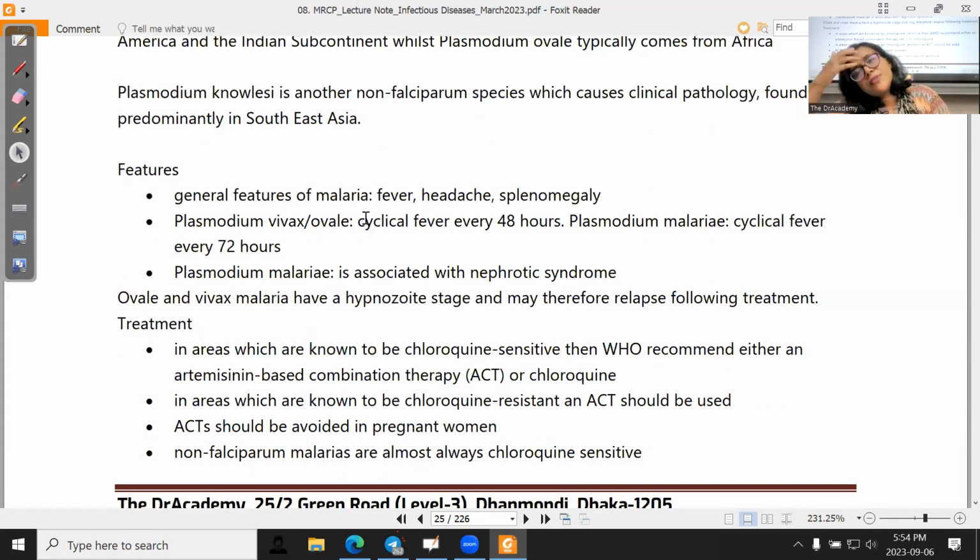Malaria fever, how does it resemble? High-grade fever, showing a quotidian, diquotidian, right? What was that? Intermittent fever characteristic, every 48 hours, fever coming on and off. Cyclical fever, see, every 48 hours. And Plasmodium malariae comes like every 72 hours. So every 3 days the fever will be coming. Fever, headache, splenomegaly, hepatosplenomegaly can also be caused by malaria infection.